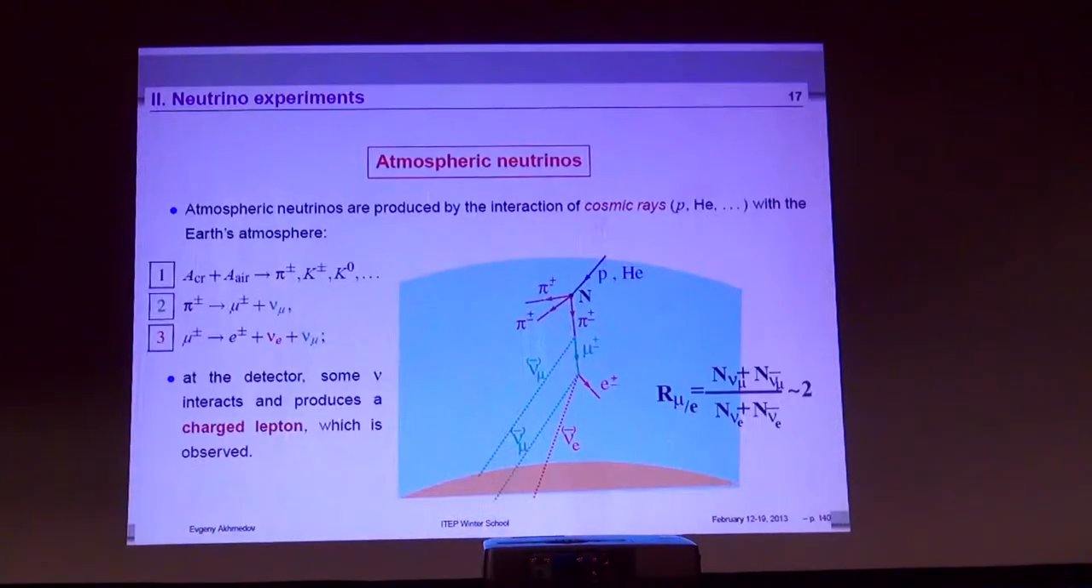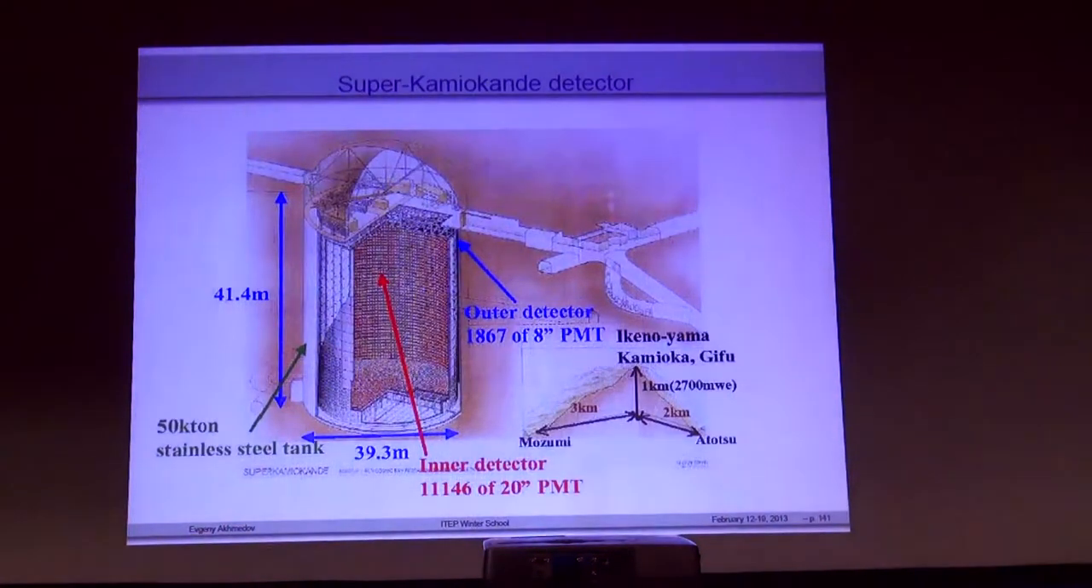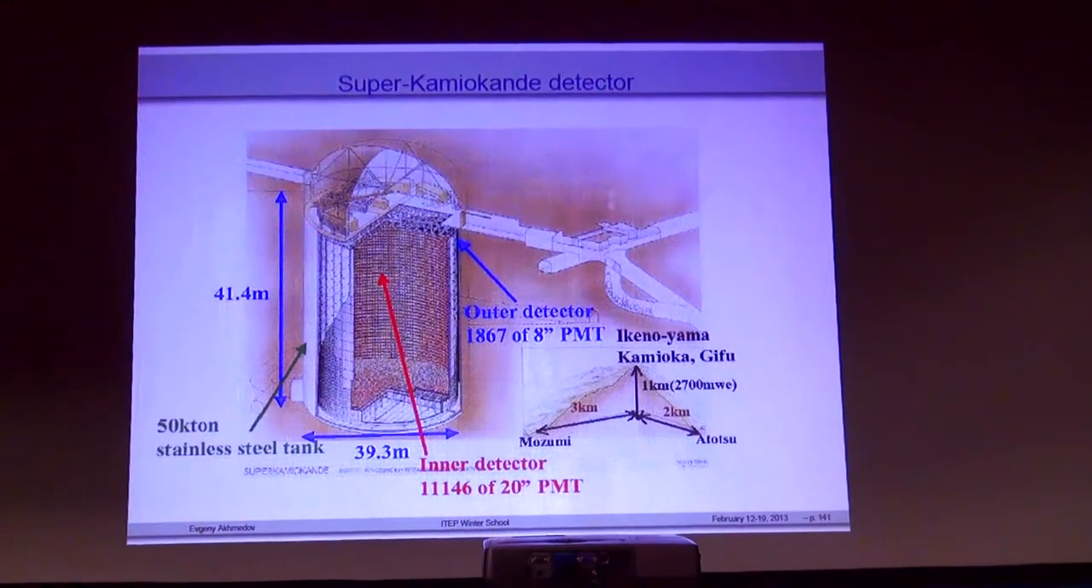Okay, atmospheric neutrinos. We know that a lot of neutrinos are produced in the atmosphere in this chain of reactions, and typically we have twice as many muon neutrinos as electron neutrinos, just because the muon neutrinos are produced in two reactions in this chain. But of course this depends on the energy of neutrinos, because sometimes the muons just don't have enough time to decay before they reach the Earth for too high energies. And the oscillations of atmospheric neutrinos were first observed in the Super-Kamiokande experiment, a huge water Cherenkov detector.